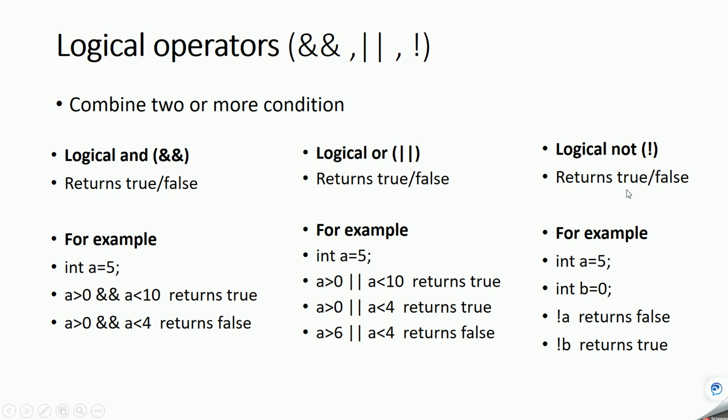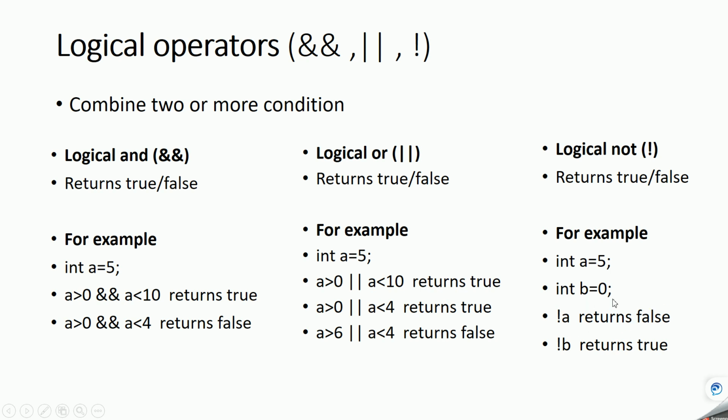In this case we also have a return value of true or false. Basically, if the result is true, then it will become false, and if the result is false, then it will become true. For example, a is equal to 5. If we use logical NOT a, it will return false, because a is 5 and there is some value, so that will turn into false.